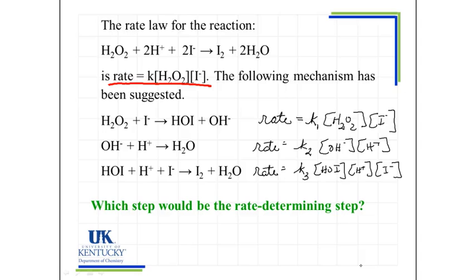Now we have to look and say, okay, which one of these rate laws match the overall rate law? Well, that would be this first one here. It matches that. And that will tell me that the first step is the rate determining step. Now, if none of those match that overall rate law, something else is going on that we haven't discussed, or you've got a bad mechanism.